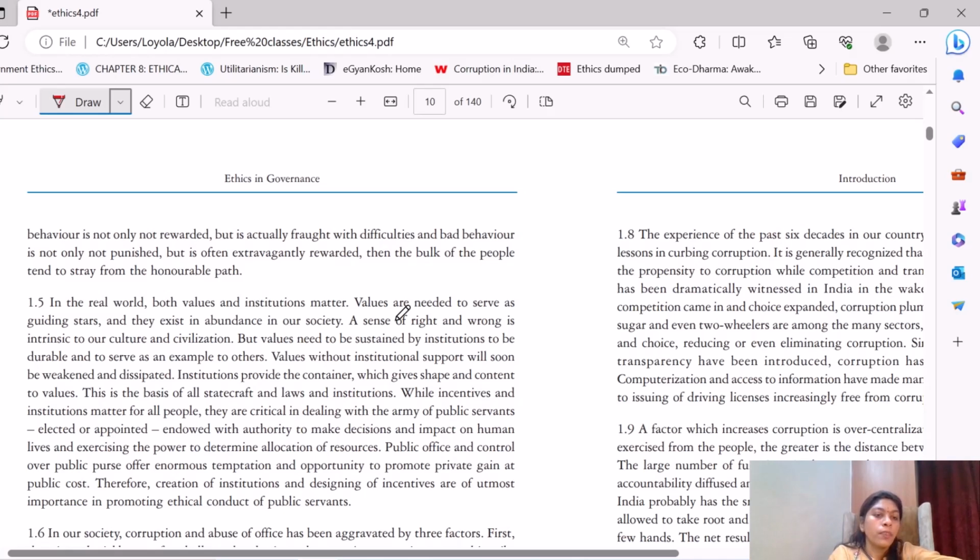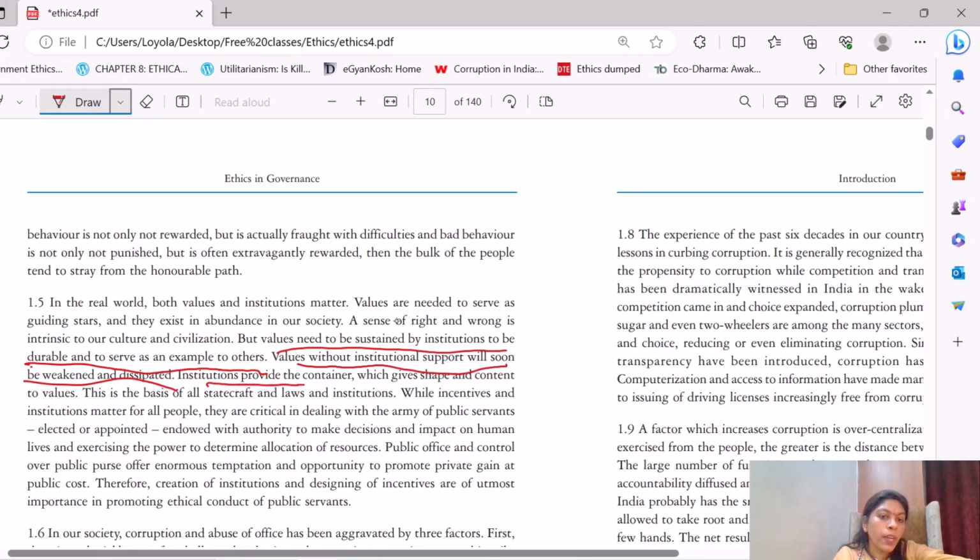So they are saying that values need to be sustained by institutions to be durable and to serve as an example to others. Without institutional support, values will soon be weakened and dissipated. So institutions provide the container which gives shape and content to the values. This is the basis of all statecraft, laws and institutions. Okay, so that's what is written here.